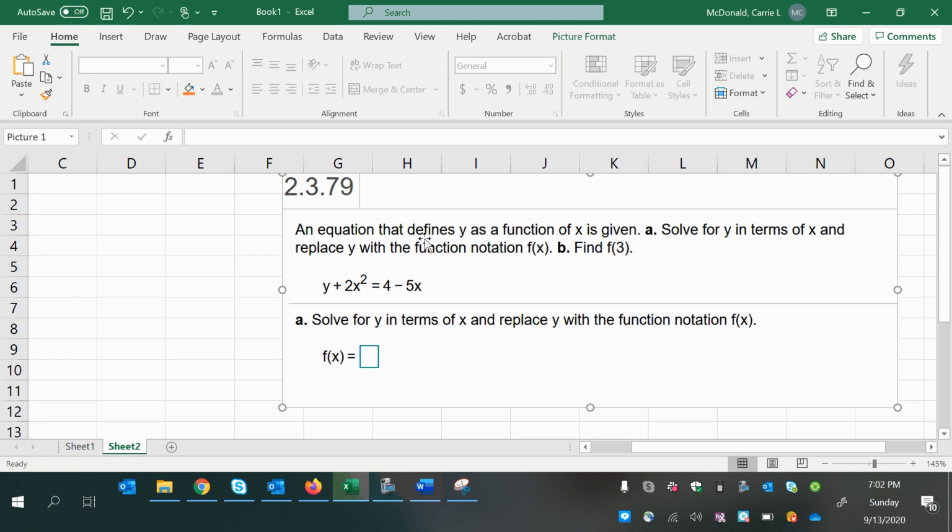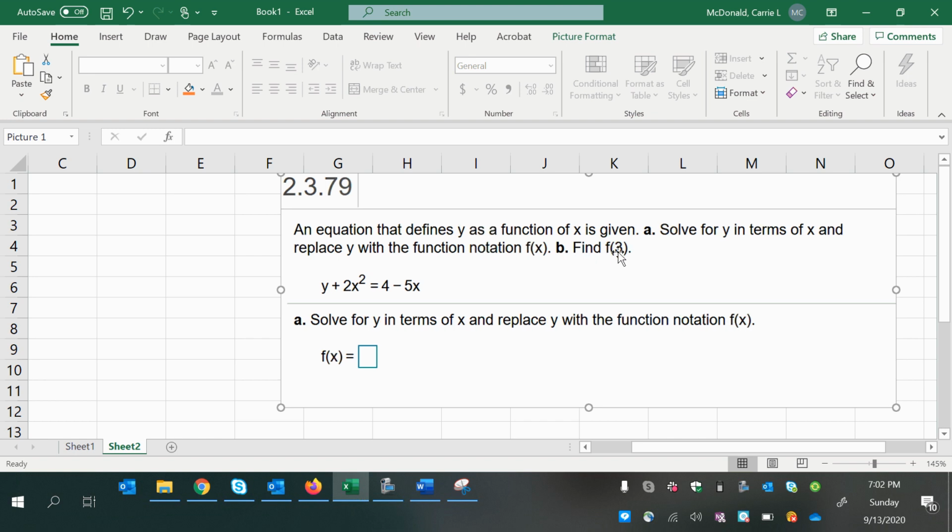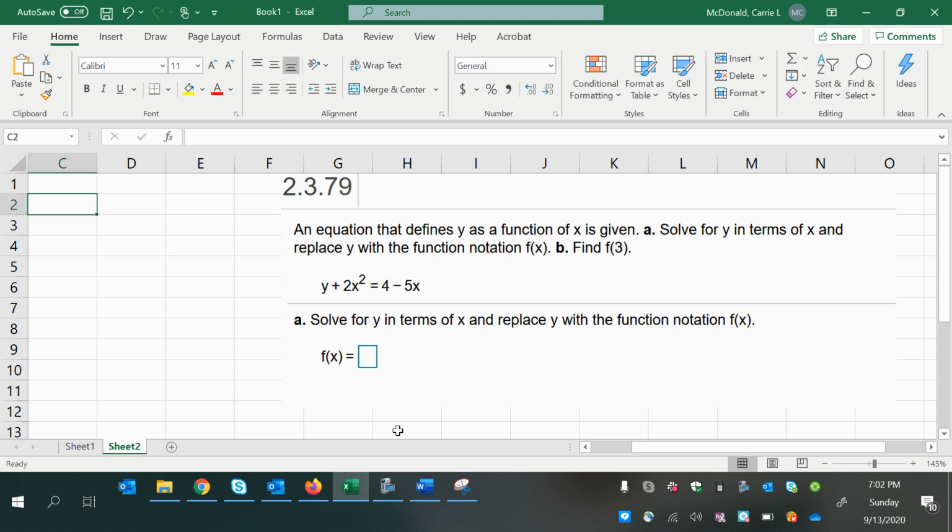It says an equation that defines y as a function of x is given. Solve for y in terms of x and replace y with the function notation f of x. Then part B, we're going to find f of 3, which means that you replace the x with the number 3 and simplify. Okay, so part A, we're going to solve for y.